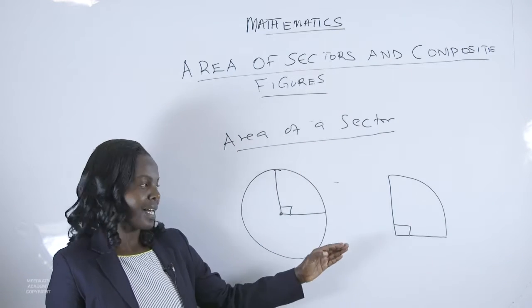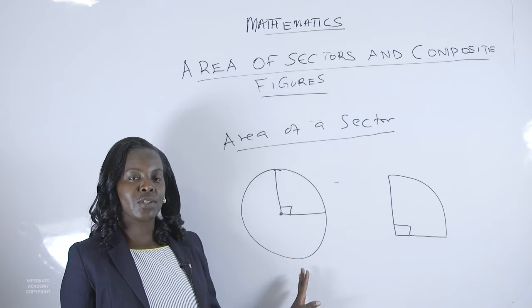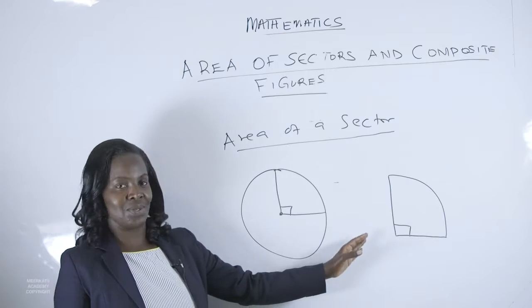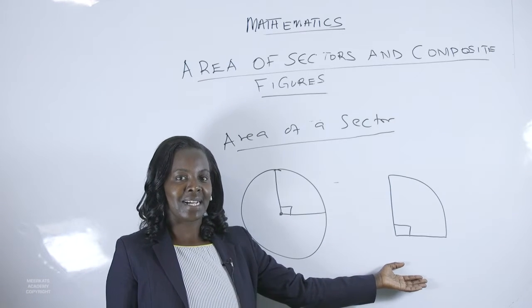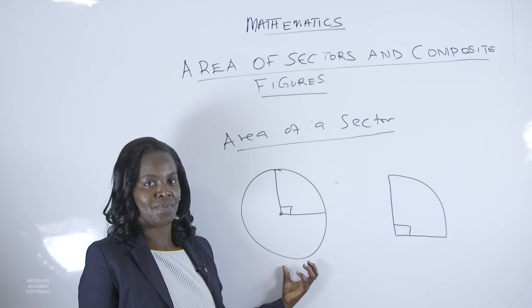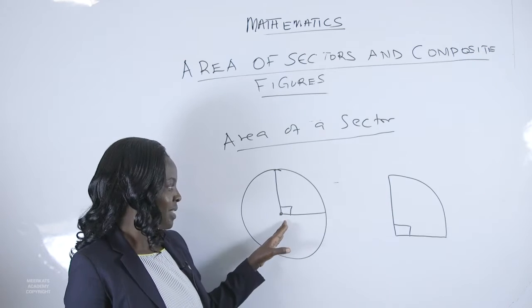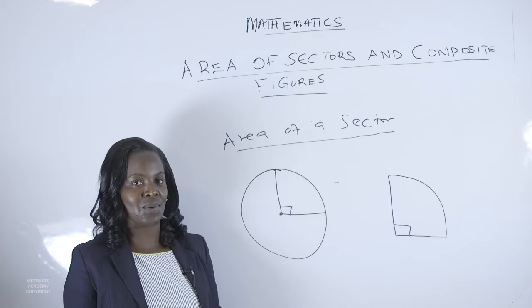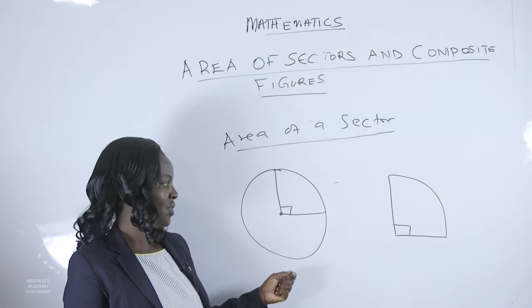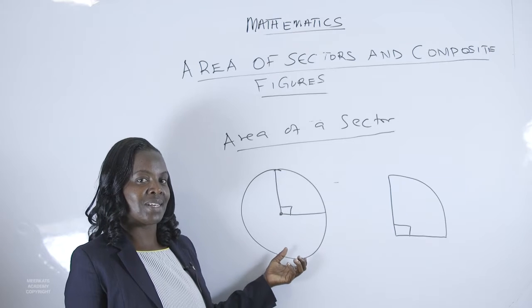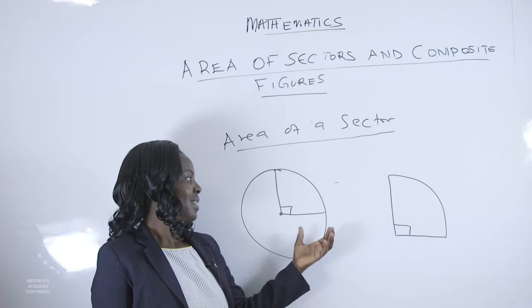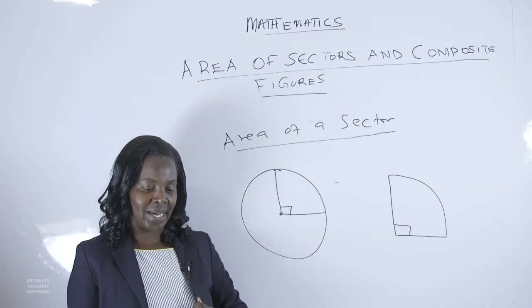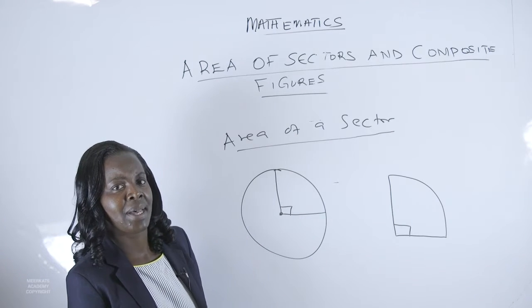Because we are getting a sector from the circle, what we need to do as we are calculating the area of a sector is to find the fraction of the sector that has been cut out from the main circle. The same circle here has the same radius, only that the sector is a fraction of the circle. A sector is a fraction of a circle. So to find the area of a sector, you calculate the fraction of that sector of that circle, and that will give you the area. Let's look at some examples.